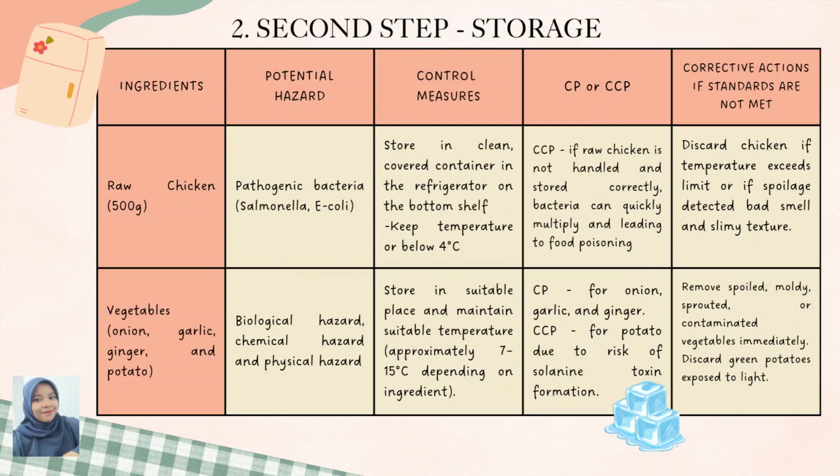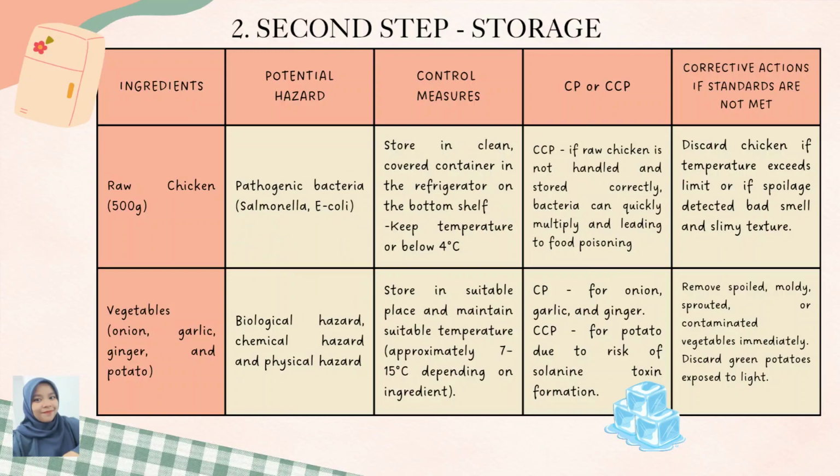For the second step, which is storage, we focus on proper ingredient storage to prevent contamination and ensure food safety. First, for raw chicken, the main hazard is harmful bacteria such as Salmonella and E. coli. Therefore, it must be stored in a clean, covered container in the refrigerator at below 4 degrees Celsius. If the chicken shows signs of spoilage, such as bad smell or slimy texture, it should be discarded immediately.